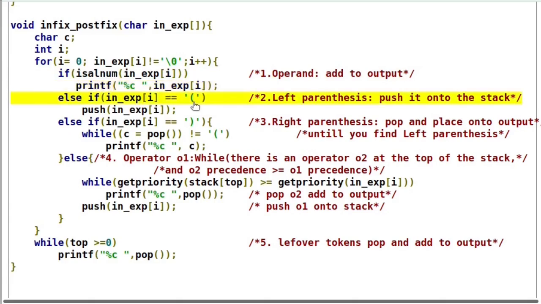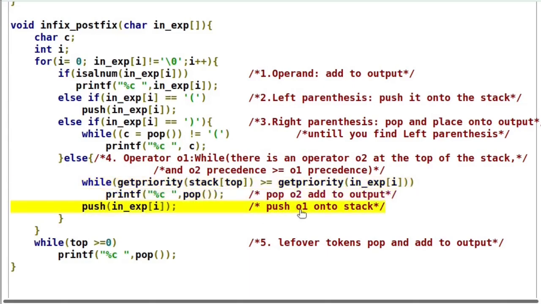If the character is a left parenthesis, push it onto the stack. If the character is a right parenthesis, pop all operators and add them to the output until you find a left parenthesis. Don't add this left parenthesis to the output, just ignore it. Suppose the character is an operator. You need to check if there are any higher or equal precedence operators on top of the stack. If present, then pop the higher precedence operator from the stack and add it to the output. Repeat the same thing until you find a lower precedence operator on top of the stack. When you find a lower precedence operator on top of the stack, this while loop will exit.